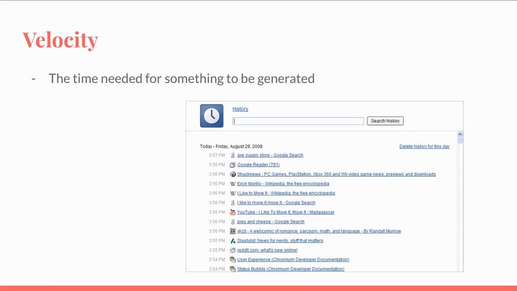The second criteria is velocity. Velocity illustrates the time in which something is able to be generated. For example, when compiling data on an individual search history, that amount of data that's being stored would take a massive amount of time to even be generated, as it's generating all the user's data, allowing it, in this case, the individual search history, to meet this criteria of being considered big data.